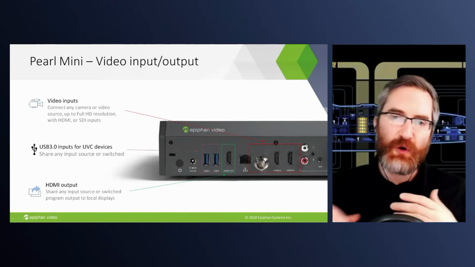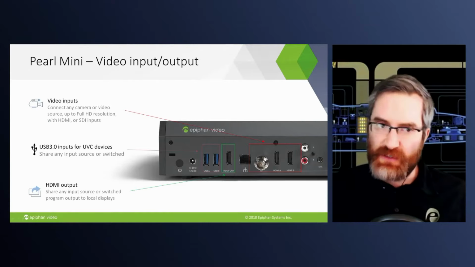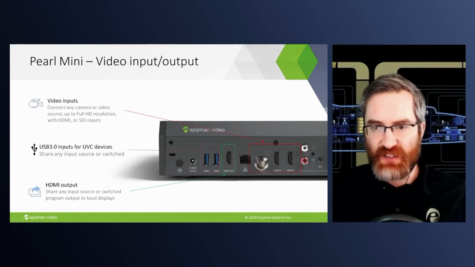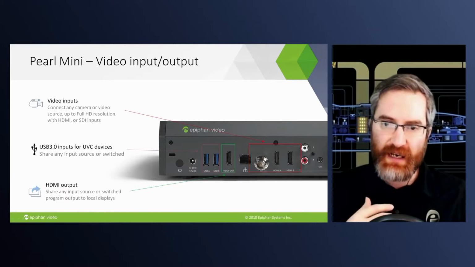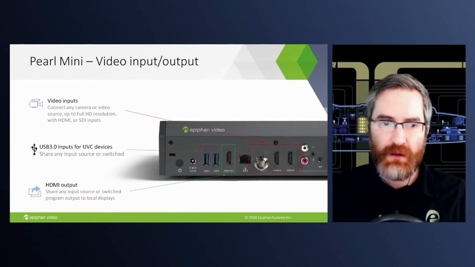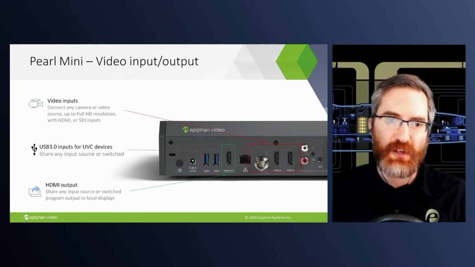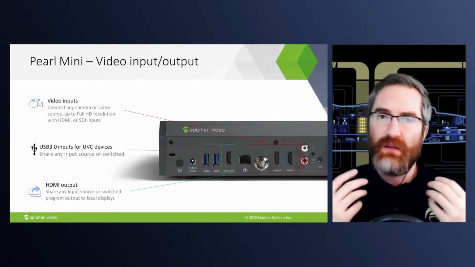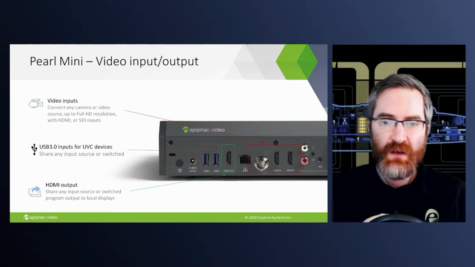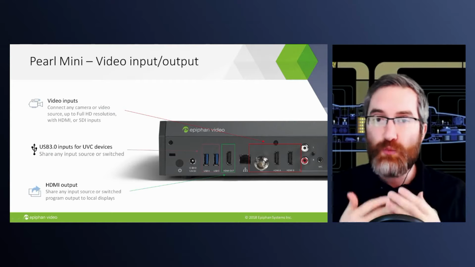On the back side of Pearl Mini, as we mentioned in that side-by-side comparison, it has 3 inputs for HDMI and SDI, so 2 HDMI, 1 SDI. It does have options for USB inputs as well, as long as those devices are UVC compliant. So these are your plug-and-play driverless devices like webcams. It also does have an HDMI output.